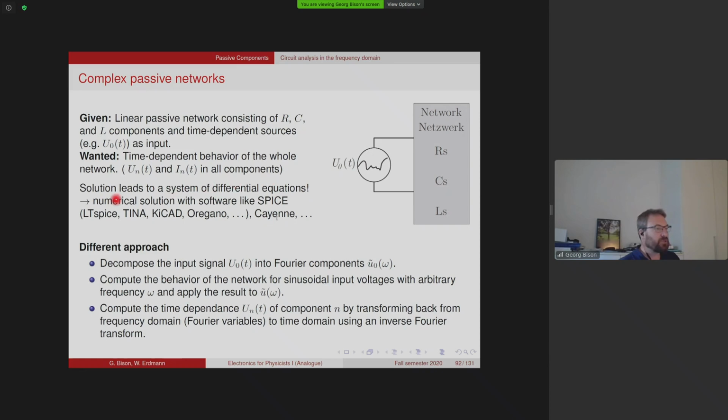So this is one approach that will be covered in the simulation exercises, and you will do that quite a lot. Now, here in the lecture, I want to focus on a different approach. And this one is to decompose the signal into Fourier components. So take this complex signal apart, deconstruct it into different frequencies, and then compute the behavior of the network simply for sinusoidal input voltages with an arbitrary frequency. And then you can compute the time dependence of the components by transforming back into the frequency domain.